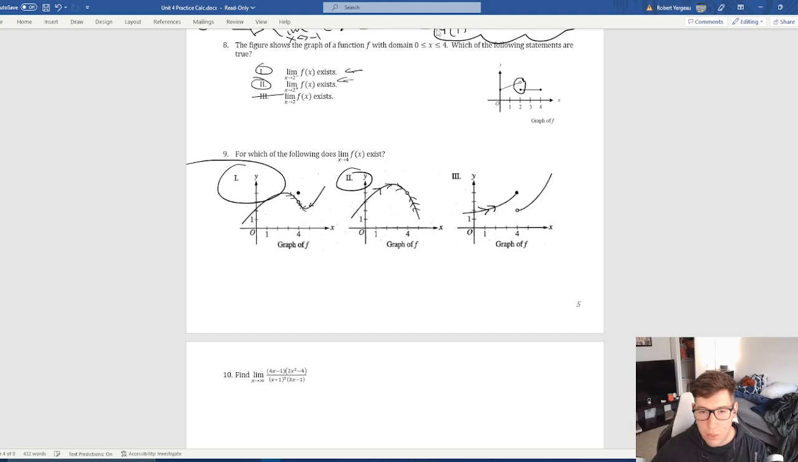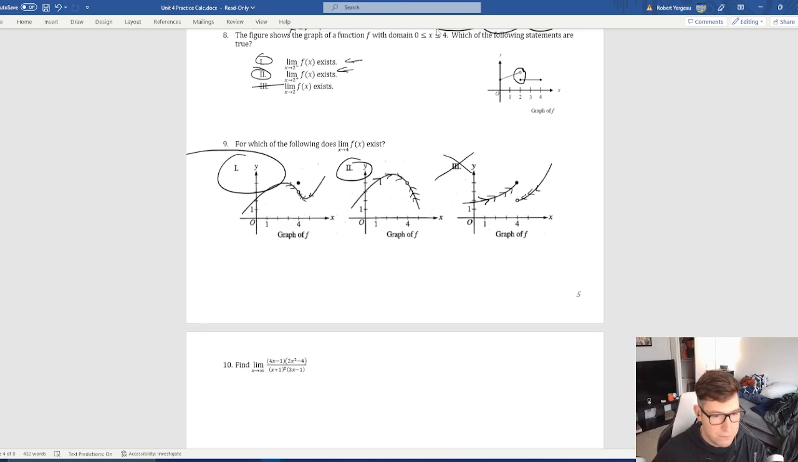But over here on 3, again, just like the problem before, we have this jump discontinuity, and at this point, we should know that anytime we see a jump, we know that the limit will not exist. So it exists for 1 and 2, but not for 3.